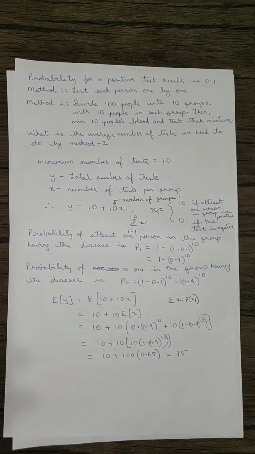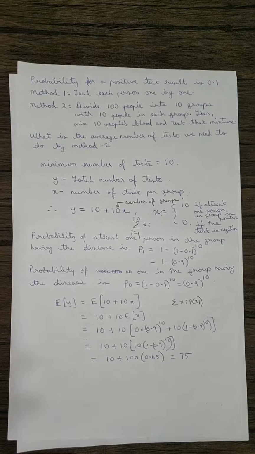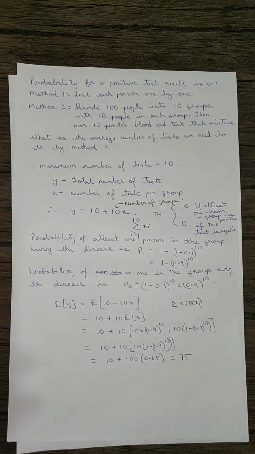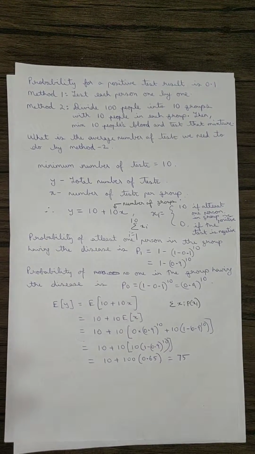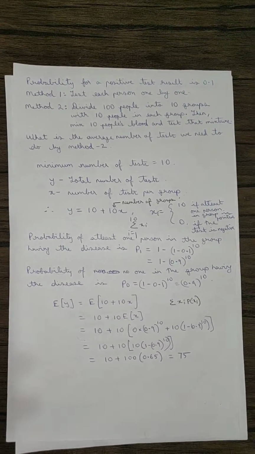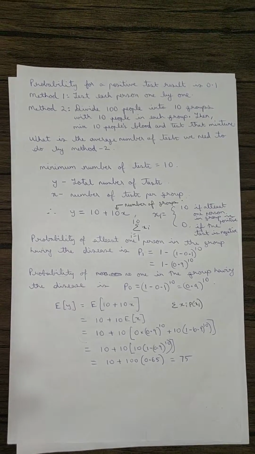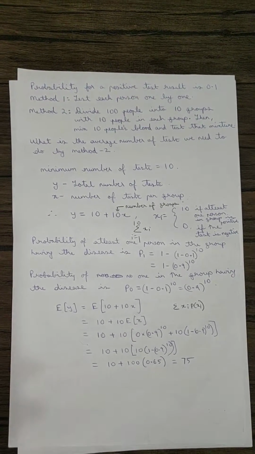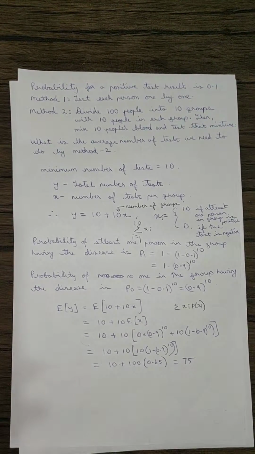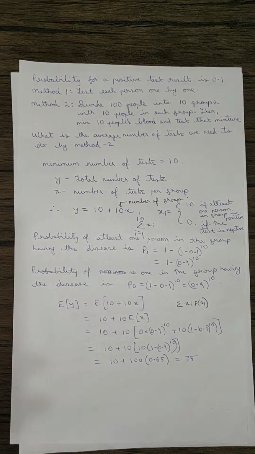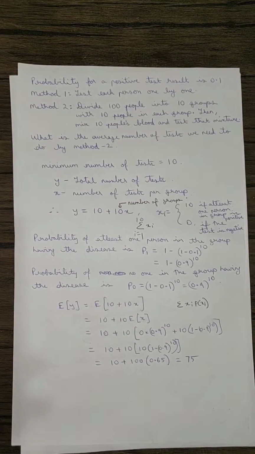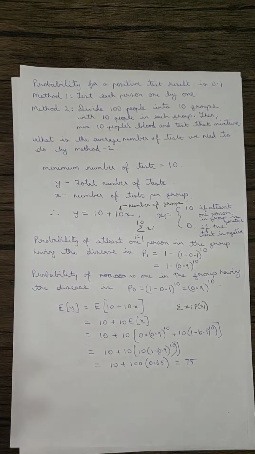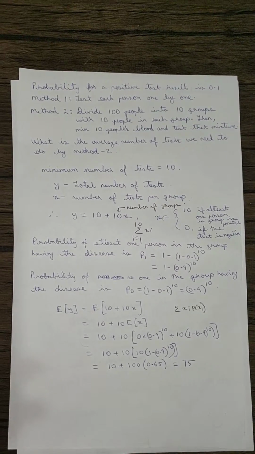Here we have two methods of getting this done. Method 1 is to test each person one by one, which requires 100 blood tests. Method 2 is we divide the 100 people into 10 groups with 10 people in each group, then mix the 10 people's blood and test that mixture. If the mixture is negative, that is, there's no disease, then no additional tests have to be done. And if the result for the group is positive, then each person in the group has to be tested individually. We are asked to find the average number of tests we need to do using this method.